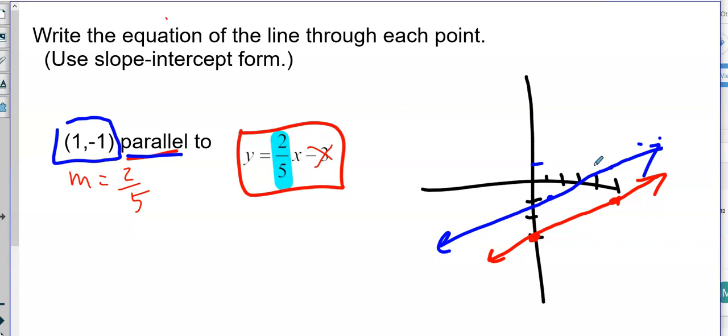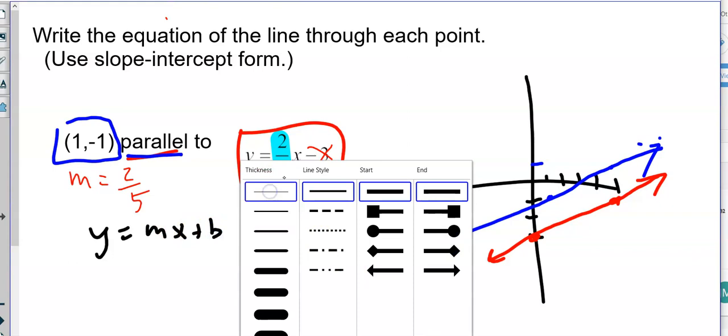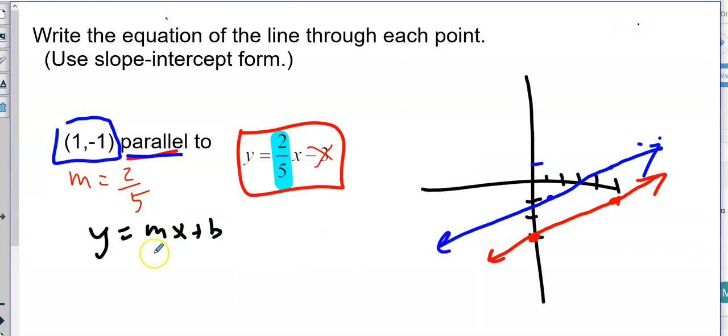It says to use slope-intercept form, so let's try that. Slope-intercept form is y equals mx plus b. Let's plug in what we know. We know the slope is 2/5, and we know x is 1 and y is -1. I'm going to solve for b. So this would be -1 equals 2/5 plus b.